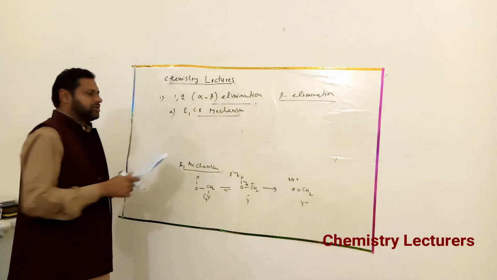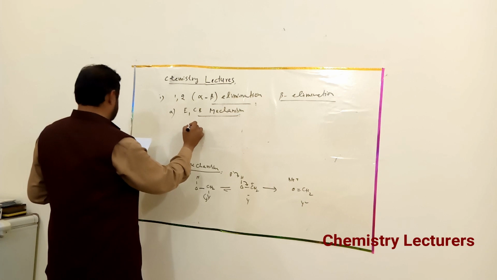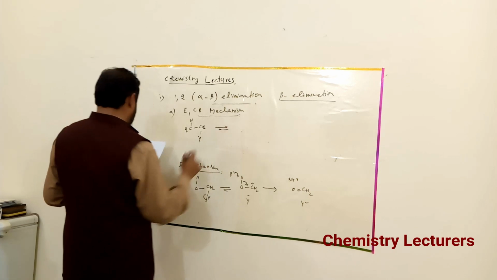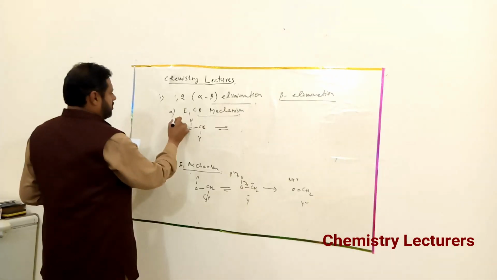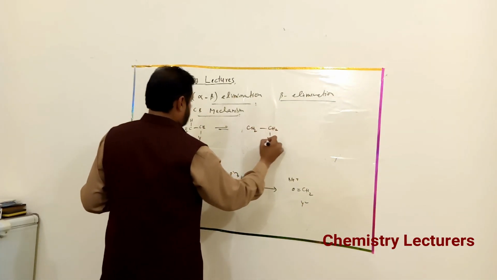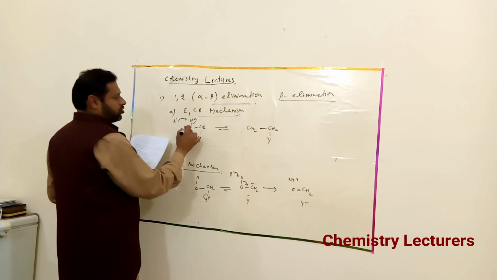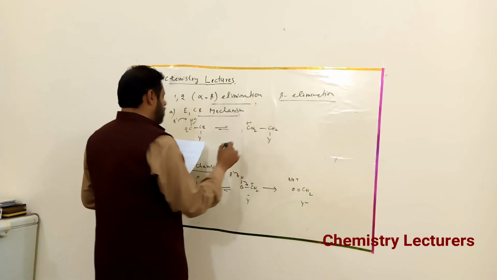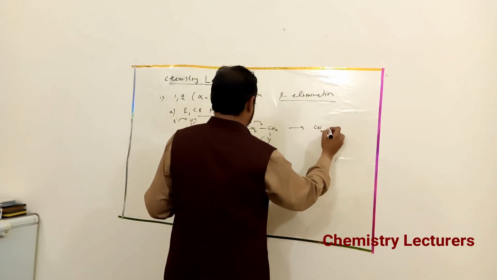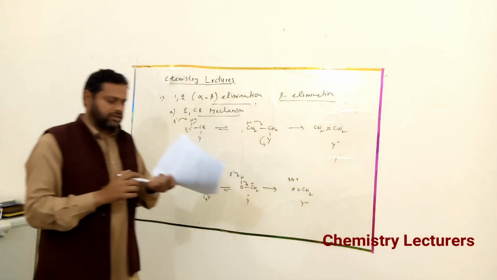In this type of elimination reaction, what happens? You have the same reagent, so first the base will remove the proton, and when the base removes the proton, because the proton leaves without its electron, you will get a carbanion. From the carbanion, in the second step, Y will be removed, so you will get CH2. So you can see the difference.